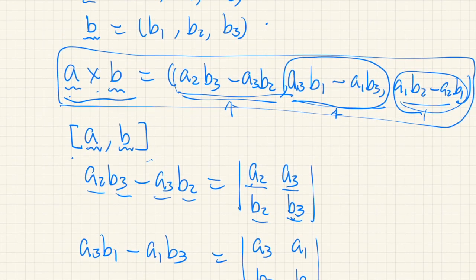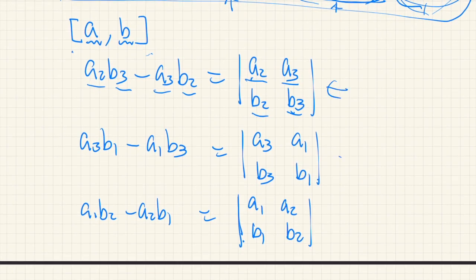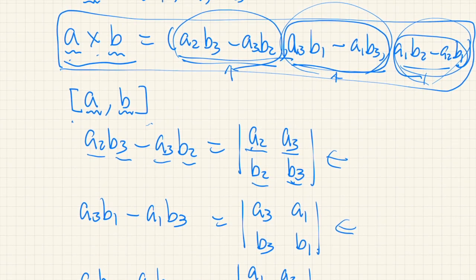So although these components look complicated, if we express them in terms of matrix determinants, you can see some patterns. For the first component, we just remove the first components of vectors A and B and just align the second and the third components of each vector. So A2, A3, and B2, B3. Then calculate the determinant made of this matrix.